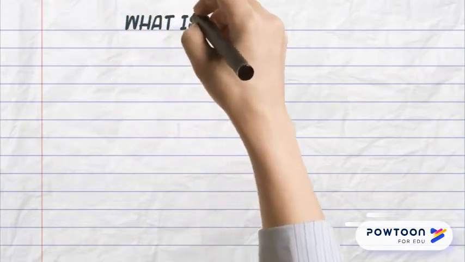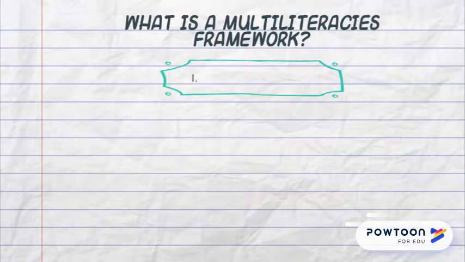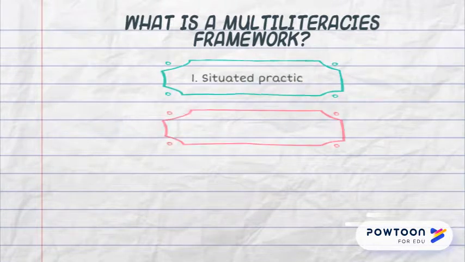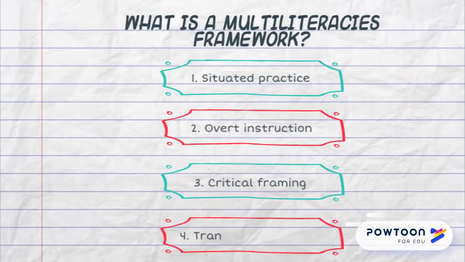What is a multi-literacy framework? Multi-literacy concerns itself with four key pedagogies: situated practice, overt instruction, critical framing, and transformed practice. Each of these teaching methods are useful but incomplete on their own. As teachers, we should encourage the use of collaboration and focus on student-centered learning.